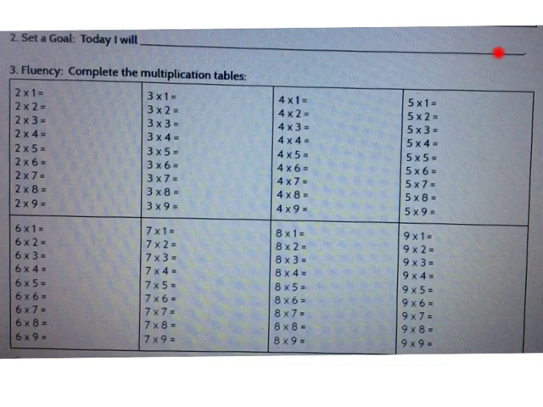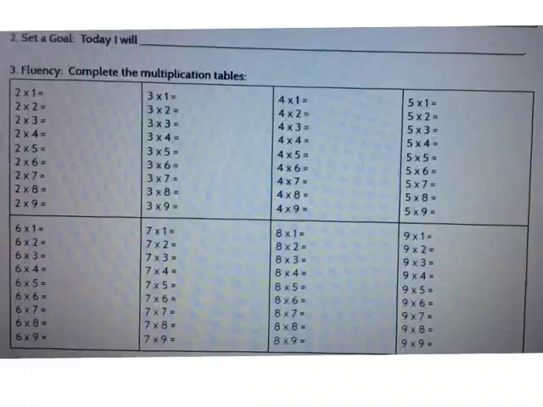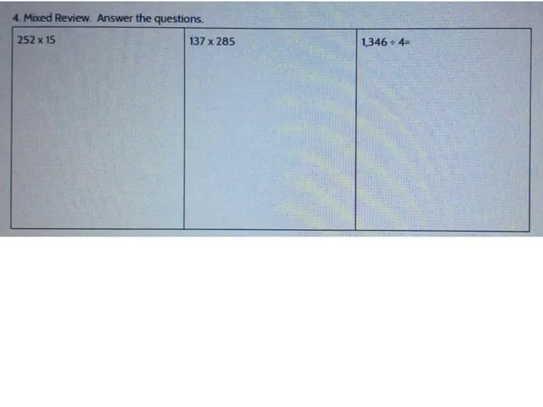Maybe today you want to get every problem right on Play Pause It. Maybe today you want to make sure you finish the video. Take a second to set a goal for today and to complete your multiplication tables. When you've done these two things, raise your hand so that I can come check. Now let's get started on our mixed review.